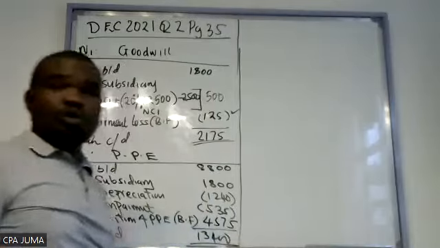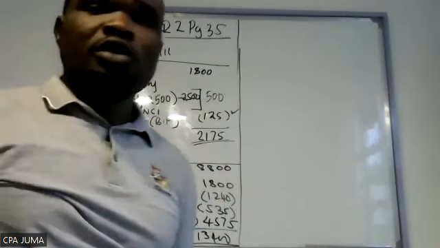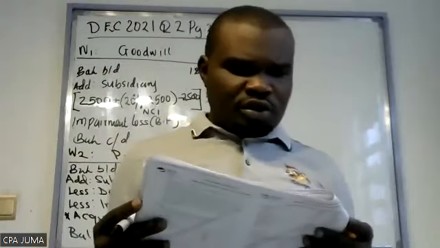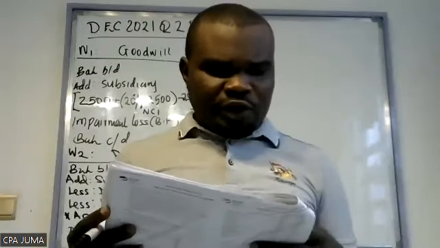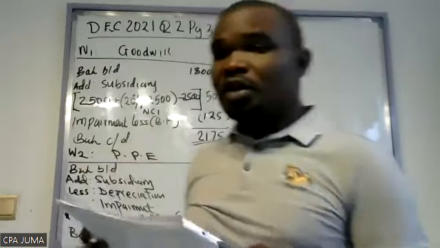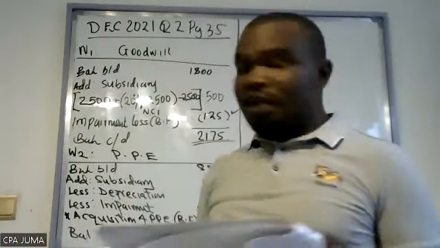Let's go to the next note. Today I'm taking them note-wise. The next note: goodwill was reviewed for impairment at the reporting date and the impairment loss reported in P&L. Note four.